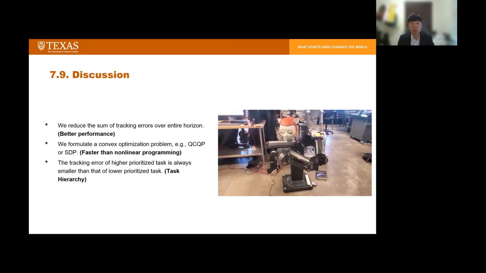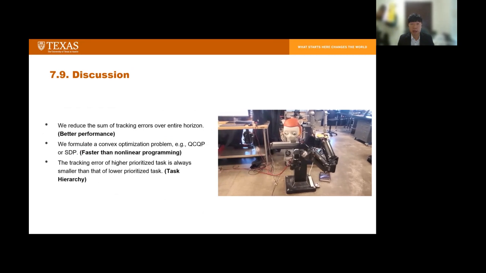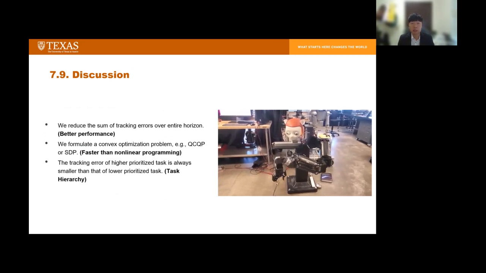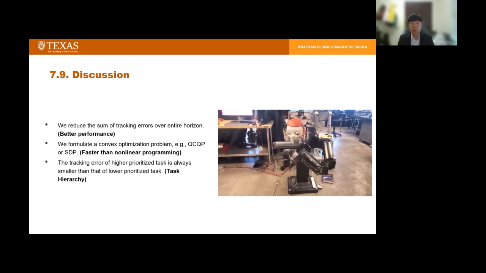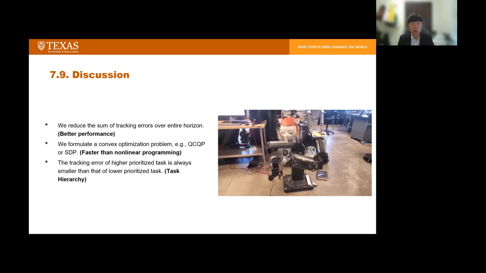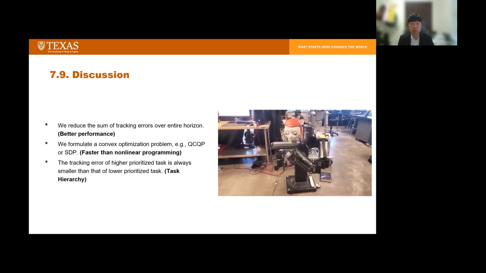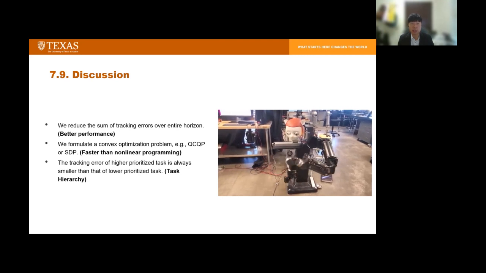The proposed MPC method reduces the sum of tracking errors while warranting the wrist positioning task error is always less than the elbow positioning task error. In addition, we formulate this optimal control problem as a convex optimization. For sure, this convex optimization is much faster than nonlinear programming.